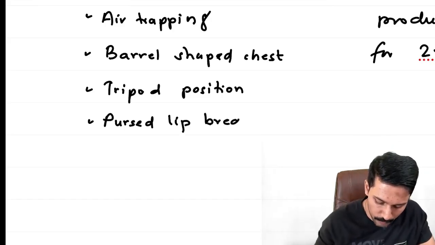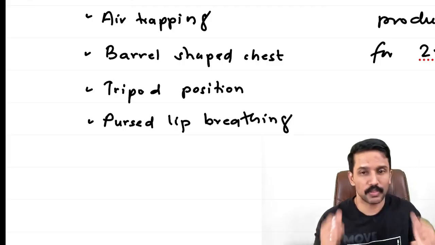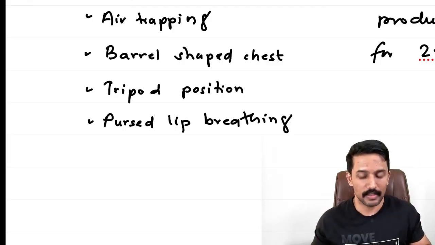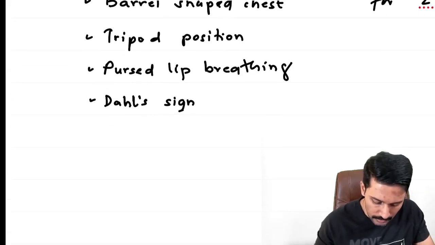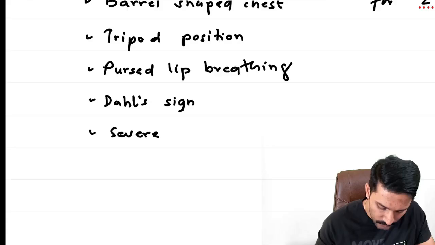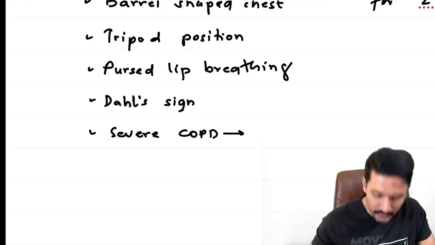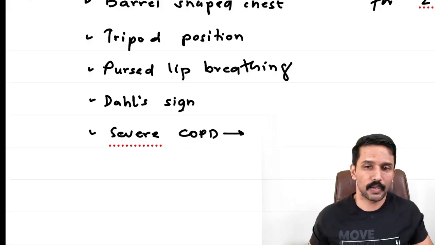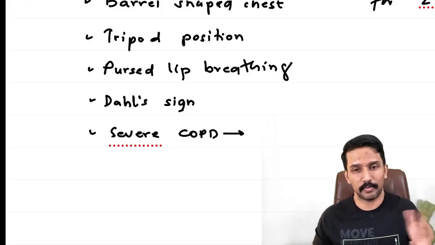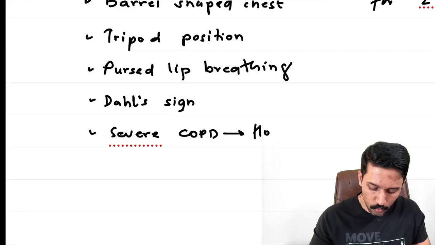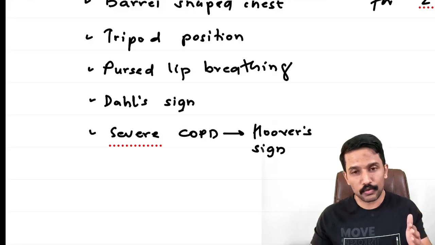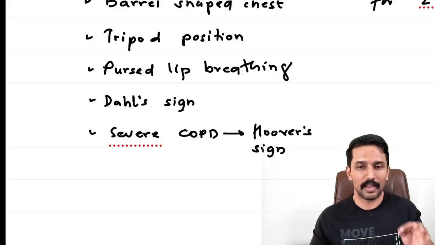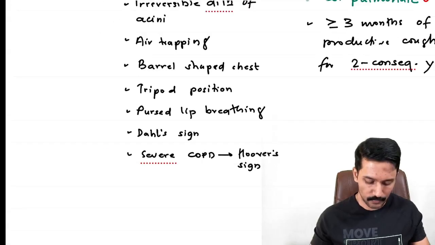So pursed lip breathing. And because of this tripod position, they are repeatedly resting their elbows on the thighs, and that becomes hyperpigmented, and we will call it Dahl's sign. In severe COPD patients, the intercostal spaces may retract during the inspiration. Normally they don't retract, but here they retract. We will call it Hoover's sign. Remember, in the offline class I had told you, intercostal space indrawing during inspiration is what we call Hoover's sign.